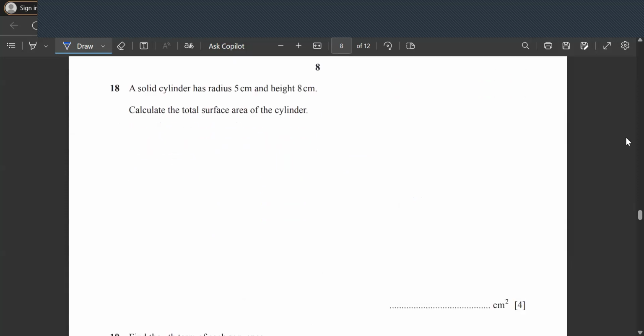Number 18. Solid cylinder, radius given, height given, total surface area. If you don't know the rule of the total surface area, scroll down and continue the exam. So you have to memorize the rules. What is the rule of total surface area?